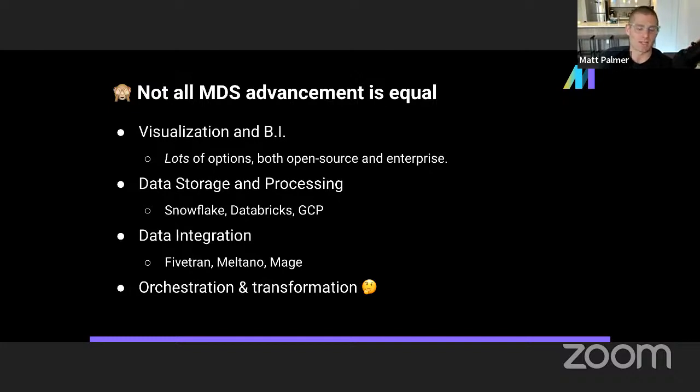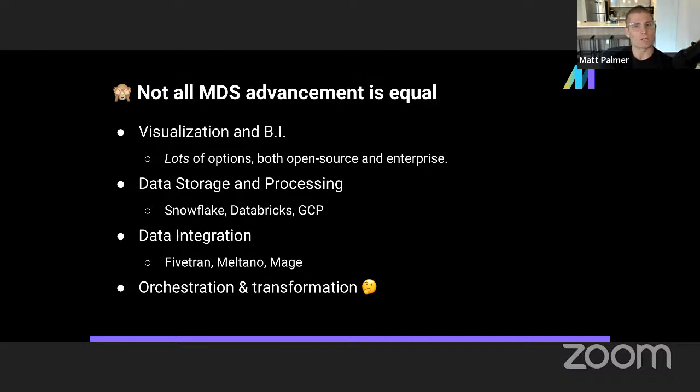Data storage and processing has come a long way. Snowflake, Databricks, even if they can't stop arguing, they do both have really good products, and they've both grown tremendously in the past few years. Data integration, I think that's another area where we could see a lot of improvement, but we do have Fivetran. Mage does data integration as well, as we'll see. And solutions like Meltano, Airbyte, these other competitors are paving the way.